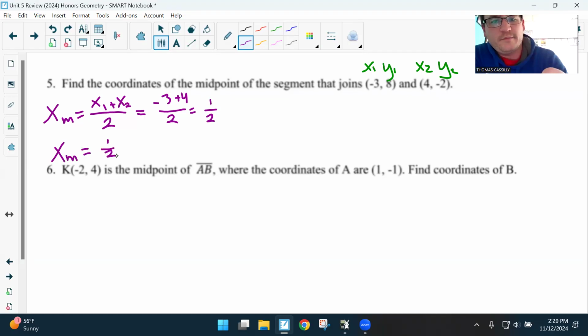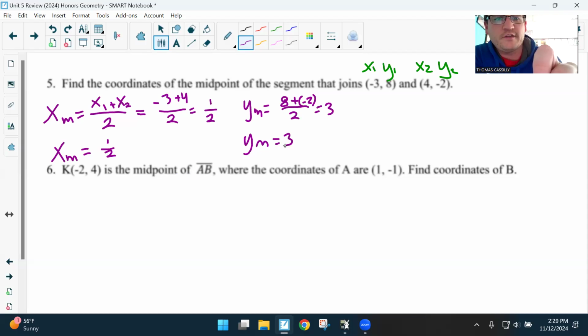I need to do the same thing with y values. So the y midpoint is just the sum of the y's. So 8 plus -2. If you want to say 8 minus 2, that's fine. 8 minus 2 is 6. 6 divided by 2 gives us a 3. So our y coordinate is equal to 3.